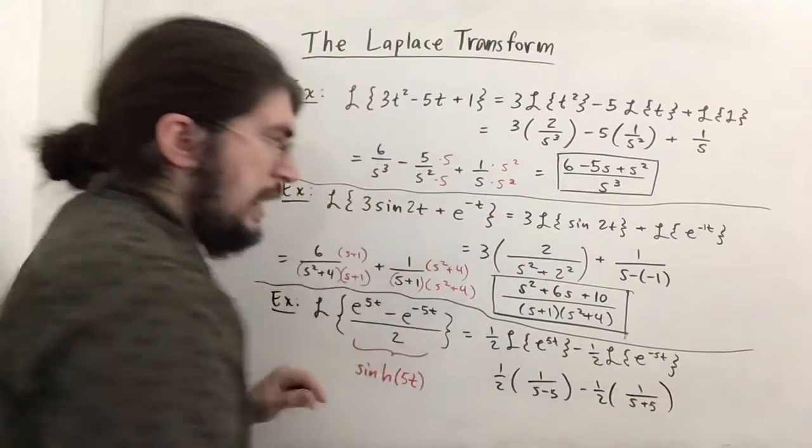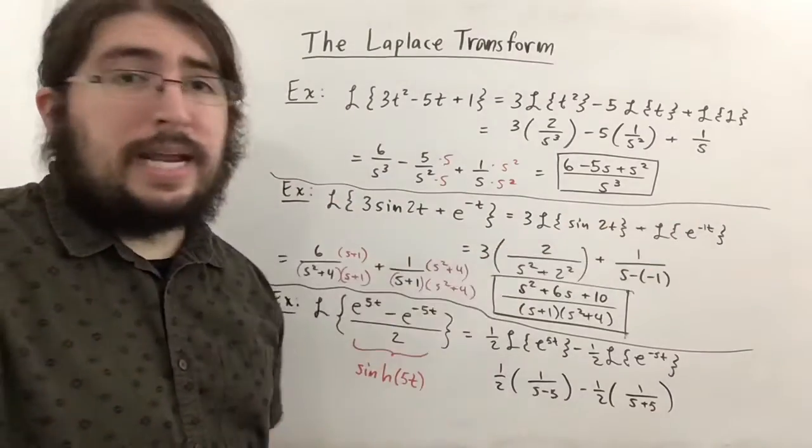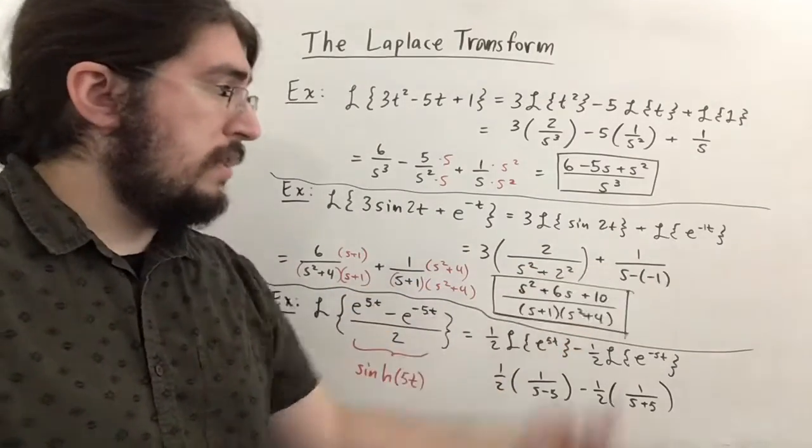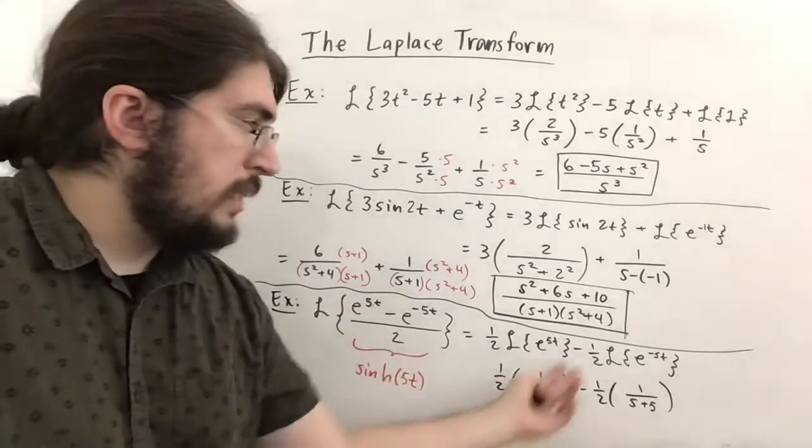And we can see that, like we saw here, it was e to the negative 1t, so the Laplace ended up being s minus negative 1 in the denominator, which was positive. So the signs are opposite.